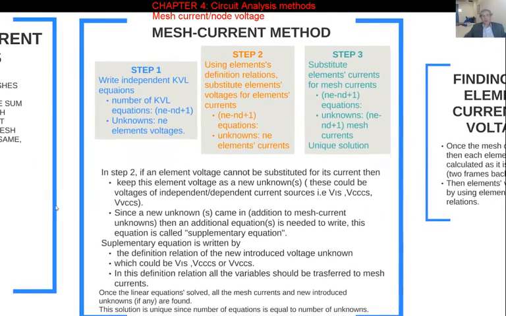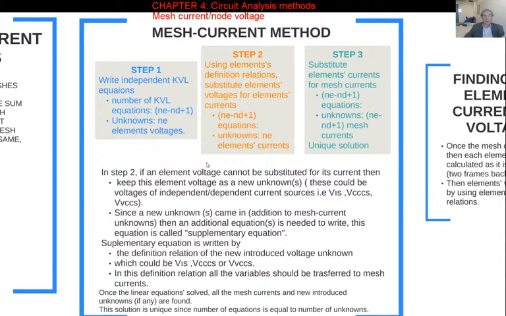Now in step 2, we've got to pay additional attention. Why is that? It says in step 2, if an element voltage cannot be substituted for its current. So there are some cases where you cannot do that. For the resistors, we could do it. We could also do it for dependent voltage sources, because dependent voltage sources have a definition relation, so you could use that definition relation. But we cannot use the definition relation for some of the elements. These elements are the independent current source voltage and dependent current sources: here the current controlled current source voltage, and here the voltage controlled current source voltage.